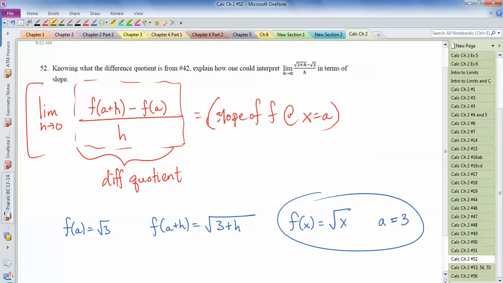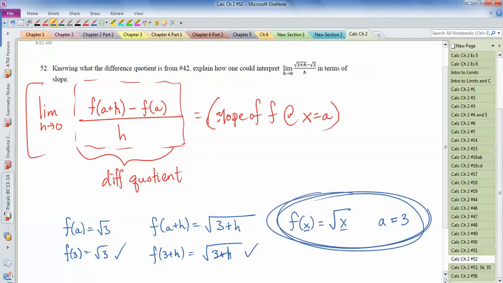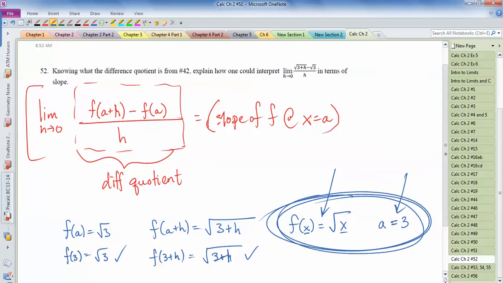Because if I say, okay, let's call a 3, f of 3, let's double check. If I plug in 3 here and plug in 3 there, then I get root 3. That looks good. And then if I do f of 3 plus h, that's going to be root of 3 plus h. So that looks good too. So this looks right. It looks like I'm looking at the function root x when a is 3. Well, that means that this limit statement right here goes with that.